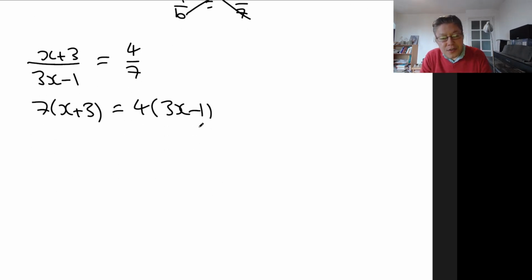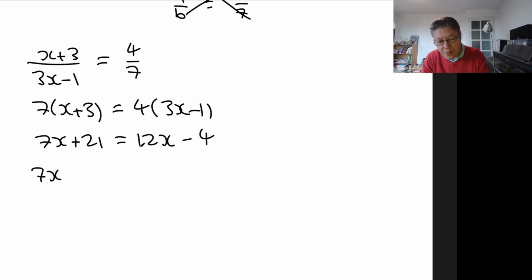And now we can just expand, so we get 7x plus 21 equals 12x minus 4, and let's bring the x's to the left, so we get 7x, and we'll minus over this 12x, equals, so we have a minus 4 first, and the plus 21 we're going to minus it over to become a minus 21. So we'll simplify both sides.